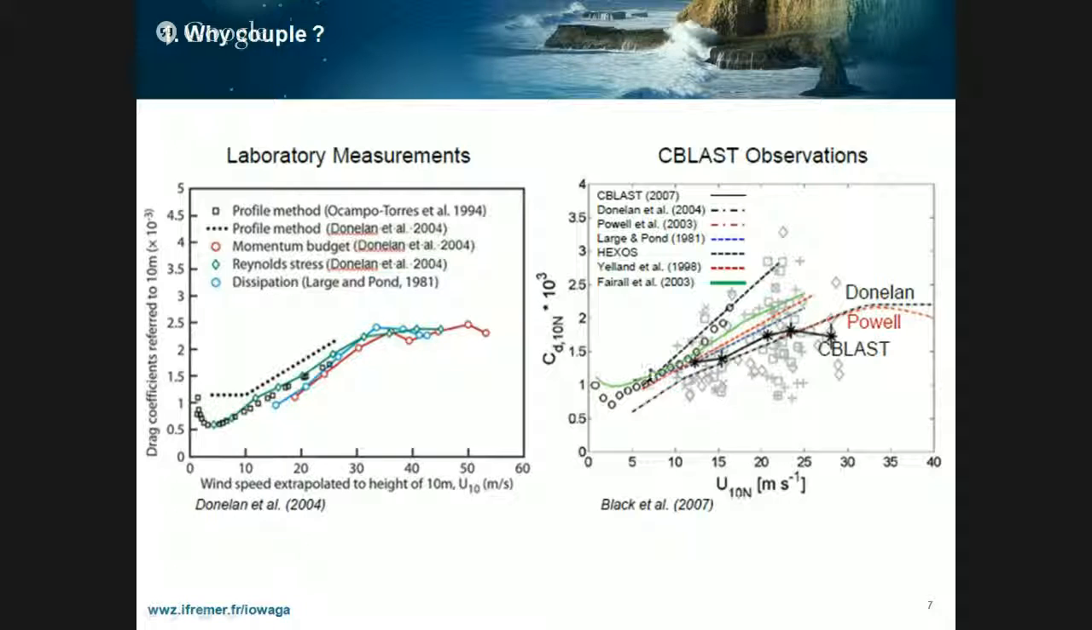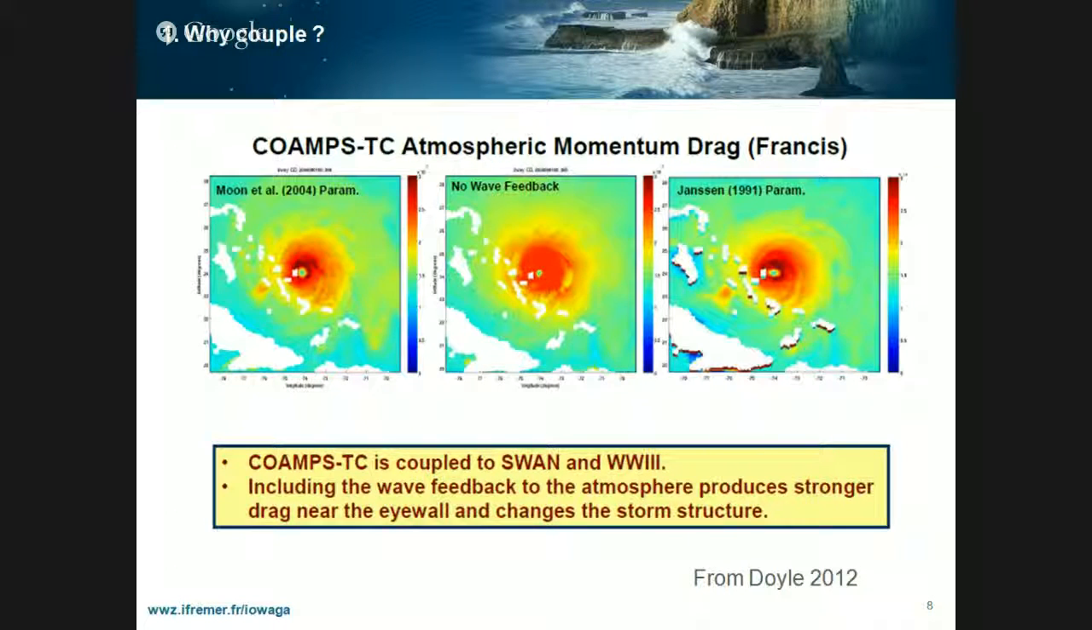And in that case, that gives you this drag coefficient which goes only up to 3 times 10 to the minus 3 at wind speeds of over 20 meters per second. So these are the kind of issues that people are looking at for the air-sea coupling. And so these are typical results with the COAMPS model developed by Jim Doyle at NRL in the US, coupled, well, coupled or not coupled with some waves and with different parameterizations.